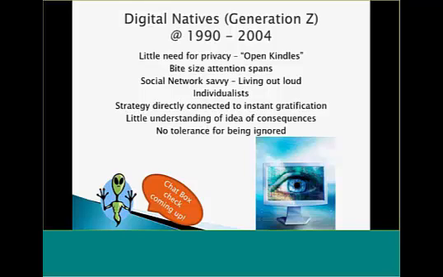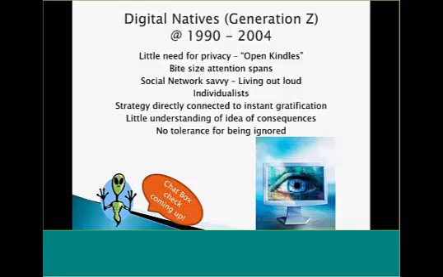This is the group that's very social network savvy because they grew up on social network. It's what I call living out loud. Everything they do, everywhere they go, is somehow put up on their favorite social media locations, so people can follow them wherever they are physically because they're announcing it electronically.